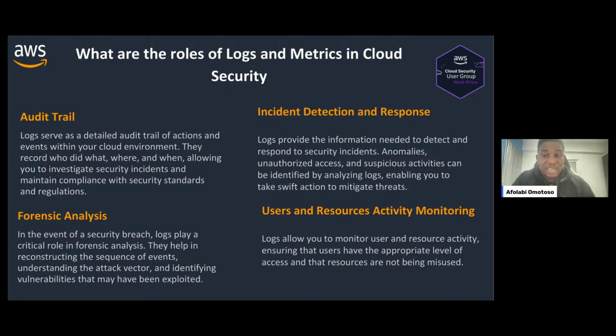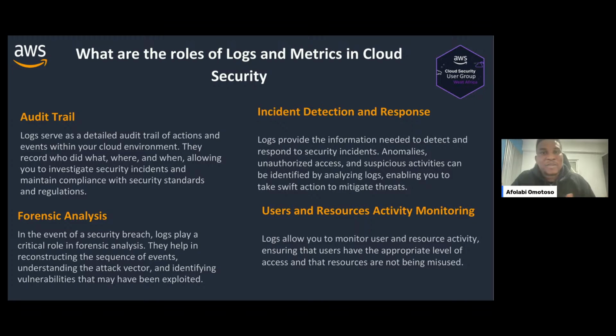Logs serve as a detailed audit trail of actions and events within our cloud environment. They keep track of everything that happens with our workload. They record who did what, where that thing happened, and when, because it has timestamps. It allows us to investigate security incidents.